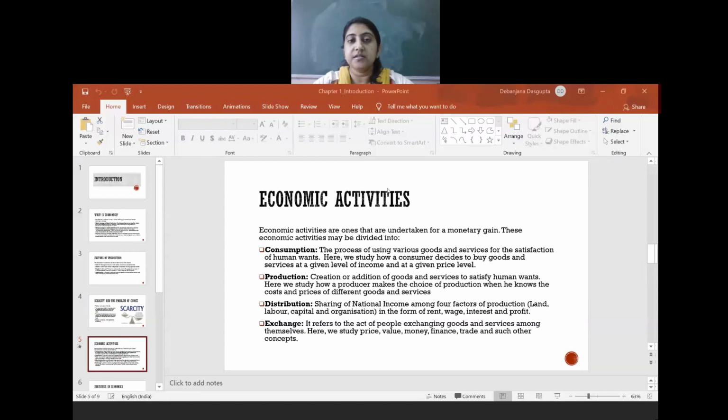Next comes the concept of distribution. Now, what is distribution? So, sharing of anything is known as distribution. In economics, when we study distribution, it is the sharing of national income. Now, suppose we decide today that we will be cooking some food at home, right? And we will decide upon the distribution of the food among the family members, depending upon the efforts put in by each of the family members.